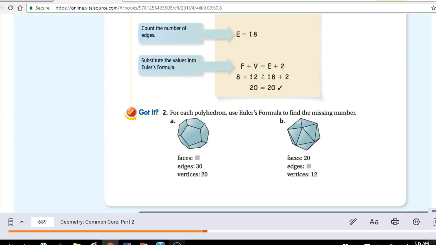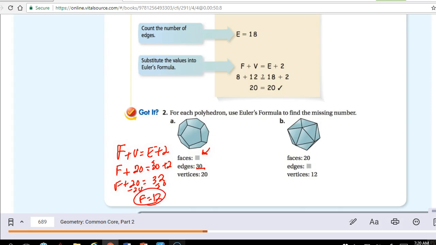Now, if I had this one, since some of these have been given, remember it's faces plus the vertices equals the edges plus 2. So let's just fill in what we know. I don't know the faces this time because that's what's left blank right there. Okay, but I do know the vertices are 20, so I'm going to plug 20 in there. And I also know that the edges are 30, so I'm going to put a 30 in there. So really, what I'm saying, F plus 20 is equal to 32. If I subtract the 20 over, then I would find out that the number of faces is going to be 12.